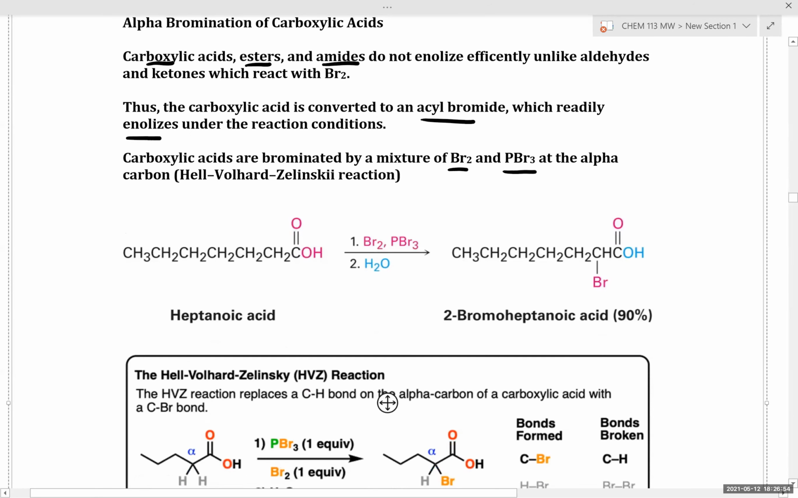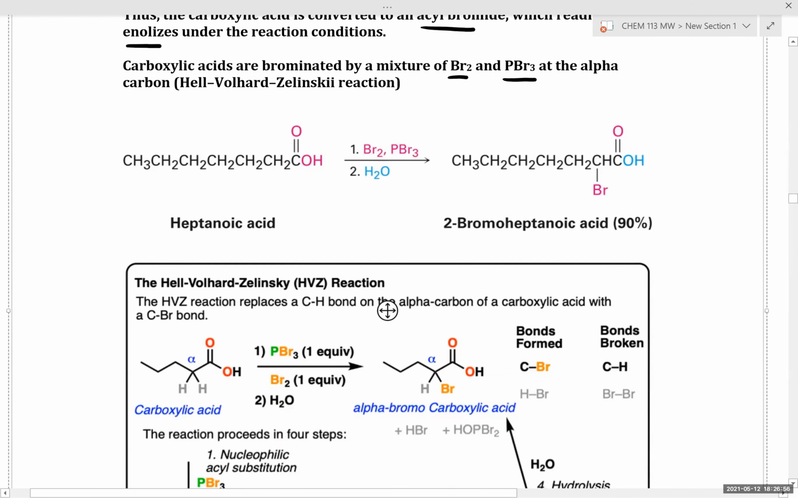So, in terms of the actual reactant and product, we start with a carboxylic acid and we end with an alpha brominated carboxylic acid. However, mechanistically, there's a lot happening in this reaction, and if you're clever, you can leverage that and use your understanding of the mechanism to modify this reaction.